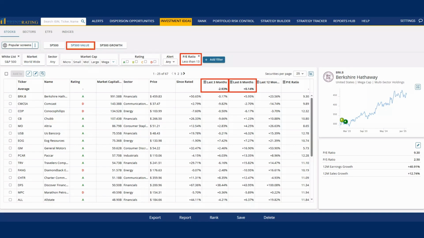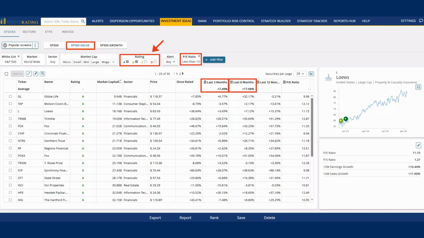Now, let's analyze how Trendrating can help improve a few sample strategies. We start with a value-oriented strategy, selecting out of the S&P 500 universe those stocks with a price-to-earnings ratio of less than 13. We have 67 securities. We can see that the average return over the past 3 and 6 months is flat, if not negative. Let's see if we can improve this by selecting only positively rated stocks.